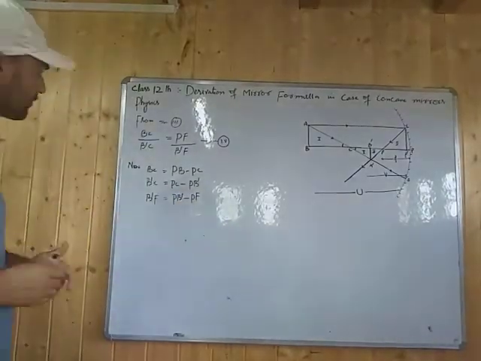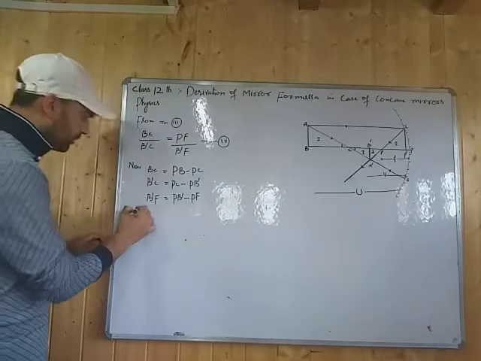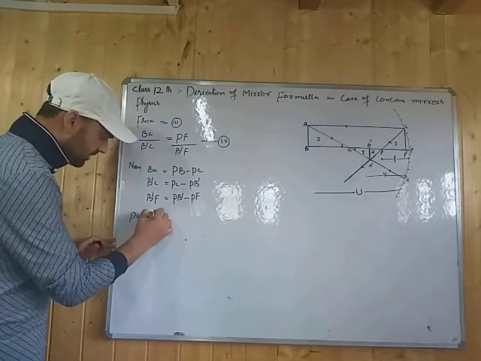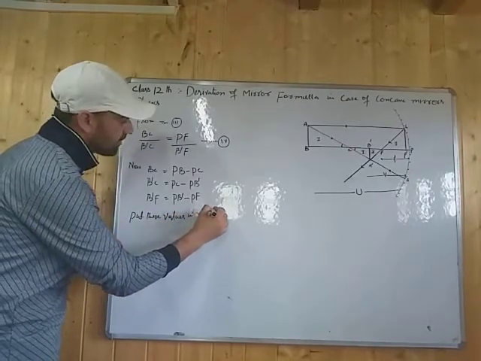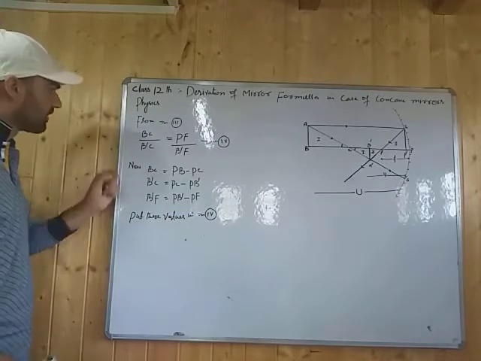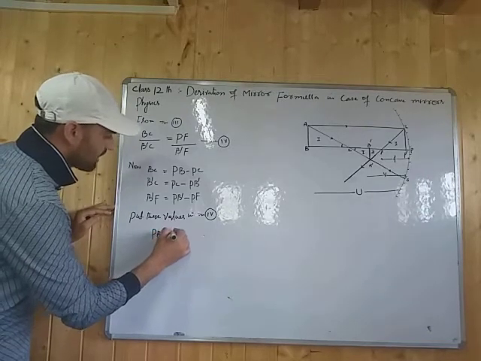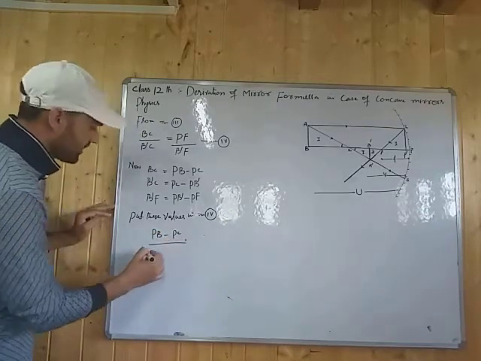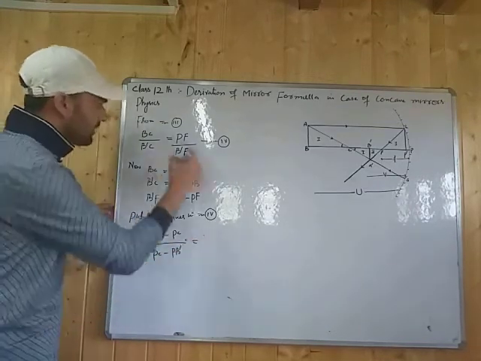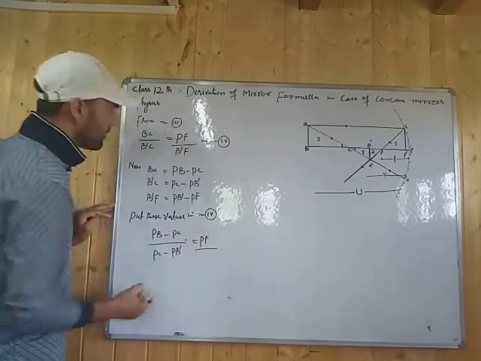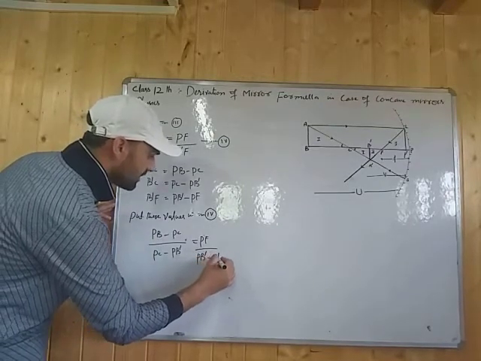So we'll substitute the values BC, B dash C, B dash F in equation fourth. Put these values in equation fourth. So we'll write here BC is PB minus PC divided by B dash C. So it is PC minus PB dash, that is equal to PF. So that is PF, B dash F. So it will be PB dash minus PF.